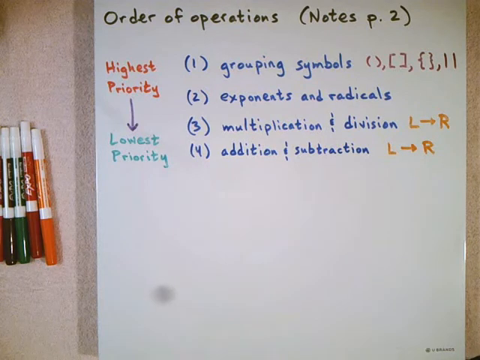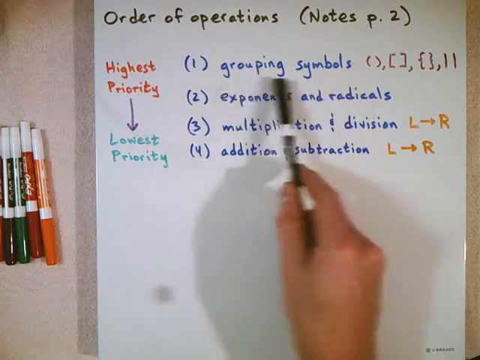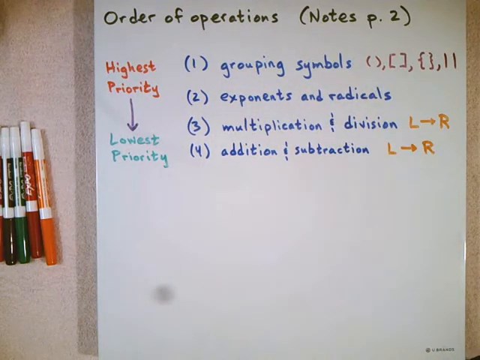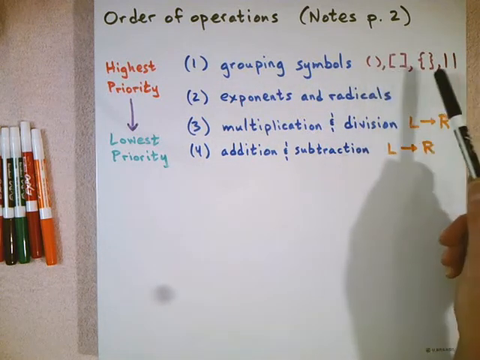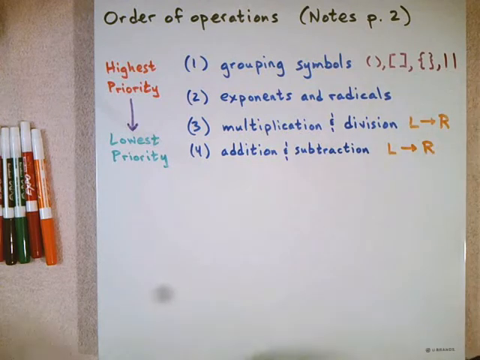Now, there are 4 priorities. The most important one, the place you start first, would be the grouping symbols, and that would include things like parentheses, brackets, braces, and absolute values. As we'll see, even absolute values can act as a grouping symbol.